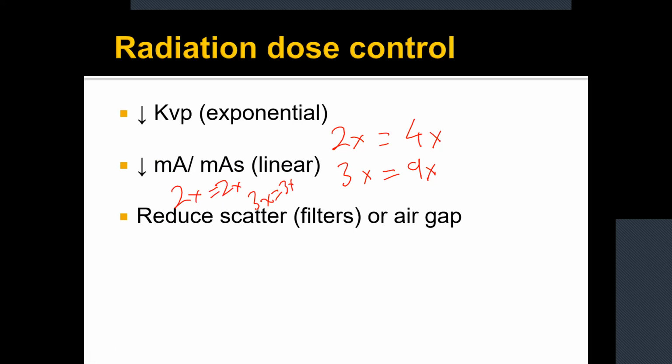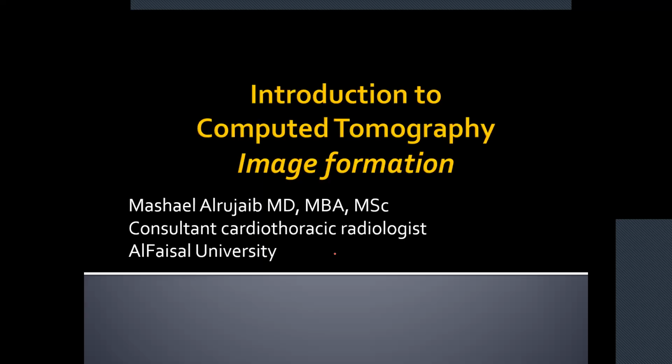Okay? And finally, we can reduce scatter, by creating an air gap, or by using a grid, which is all the methods we mentioned. The main idea behind this is you want to minimize the dose that you need to use. Because again, when you're a radiologist, if you're not getting a good enough image, what you're going to do is do things that will increase the dose. And we don't want to do that because that will hurt the patient in the long run.